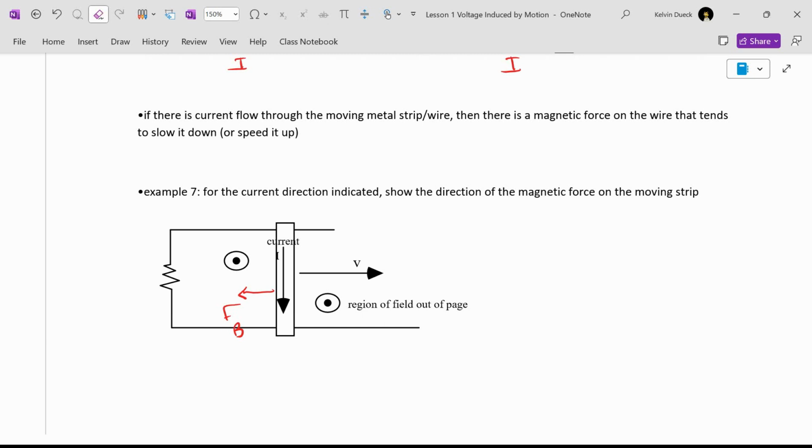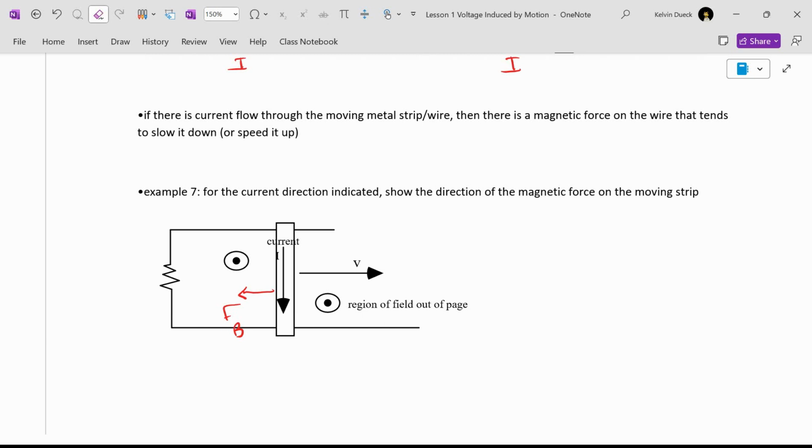If you've ever used one of these crank-powered flashlights or radios, when you turn it, you might notice it doesn't turn very easily. Why is that? You're actually feeling that force against you, that F_B. It's a little different because it's a coil. We'll talk about that in a couple of days. But you're feeling that force resisting you. It's a consequence of the law of conservation of energy. You can't get anything for free. You want to create some electricity? Fine, you're going to feel it opposing you.